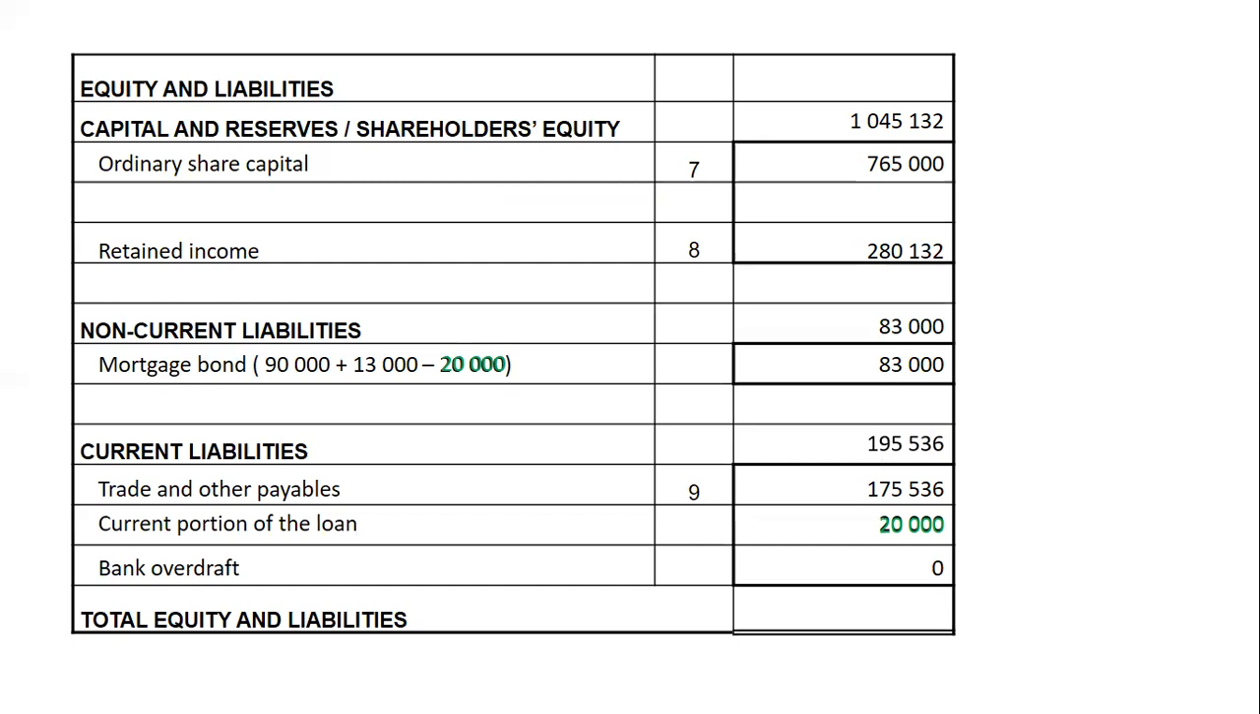195,536. Now when you add all the amounts that are highlighted as bold headings, which is your shareholders' equity, which is 1,045,132, you add it with non-current liabilities of 83,000. You add it with current liabilities. Let me just show you. It's simply this plus that plus that. When you add those, they're supposed to give you that 1,333,668. Okay, which represents my total equity and liability.